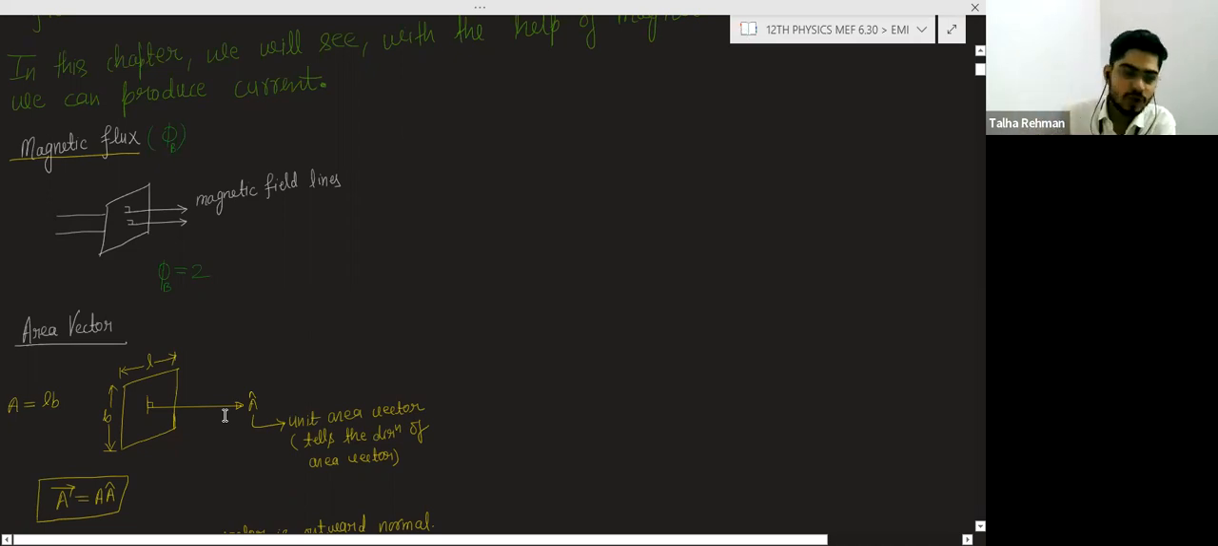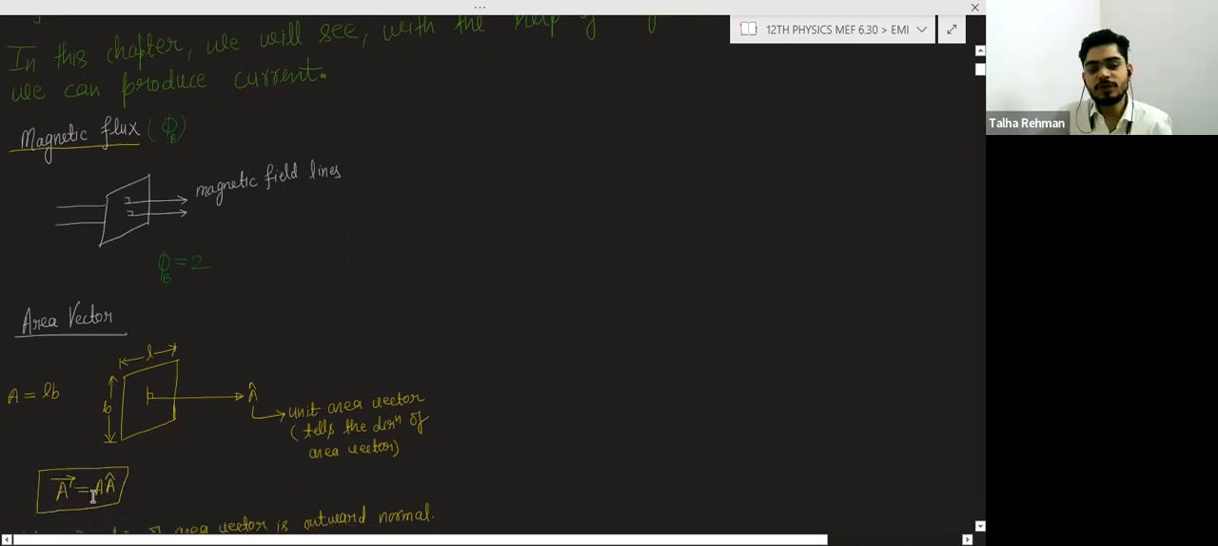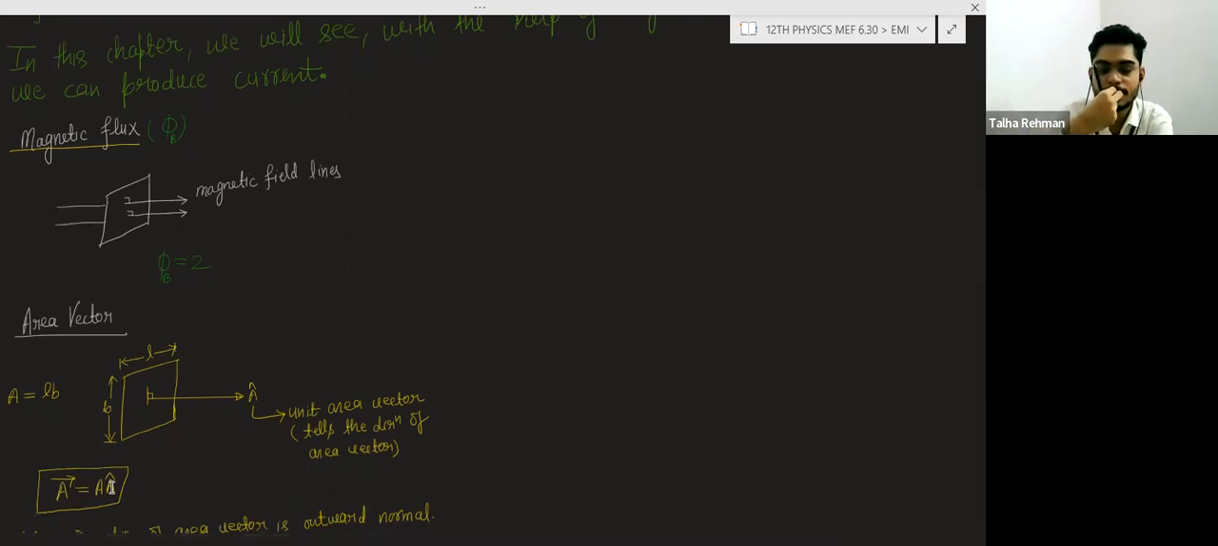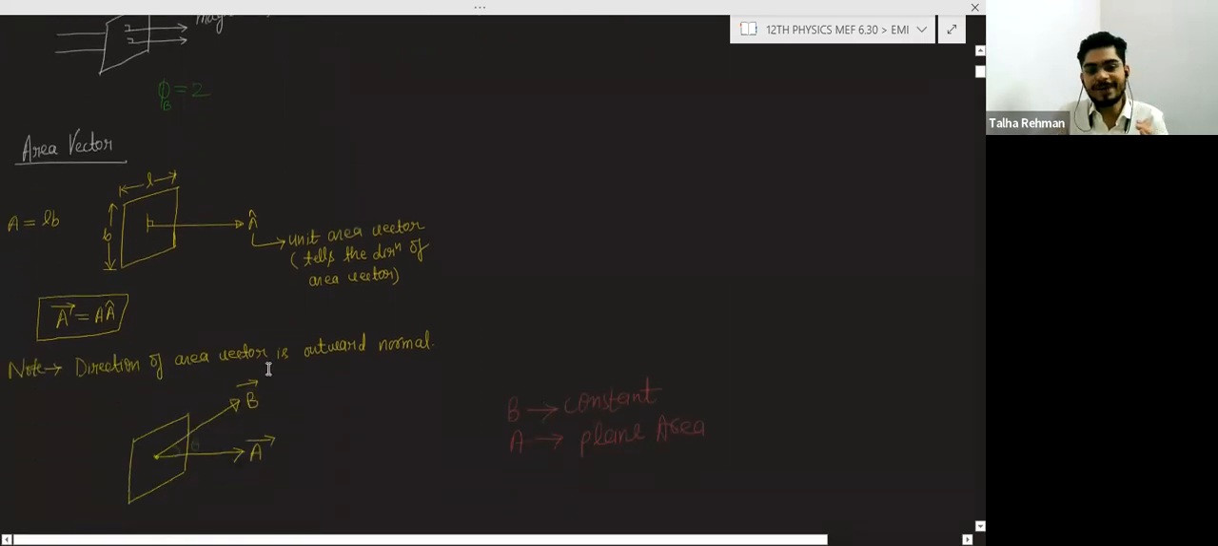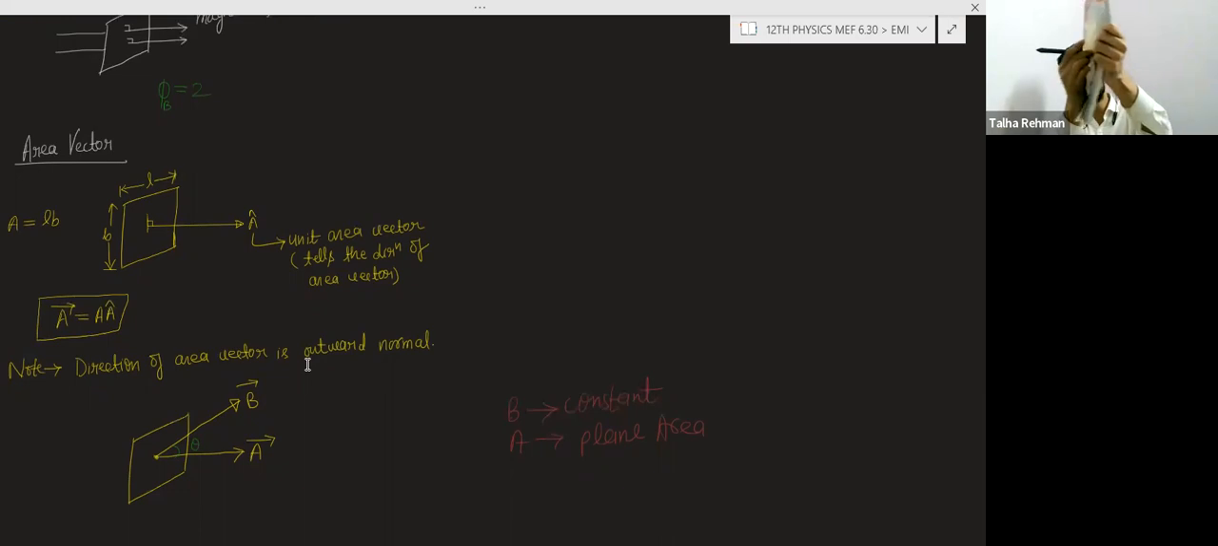So how will you write the area vector? First you write A into a cap. Here A is the magnitude of area, and a cap represents the direction, a unit vector in the direction of the area. The direction of the area vector is the outward normal, as I have told you. This is your area, and the direction of the pen represents the outward normal. This pen is normal to the plane of this area.